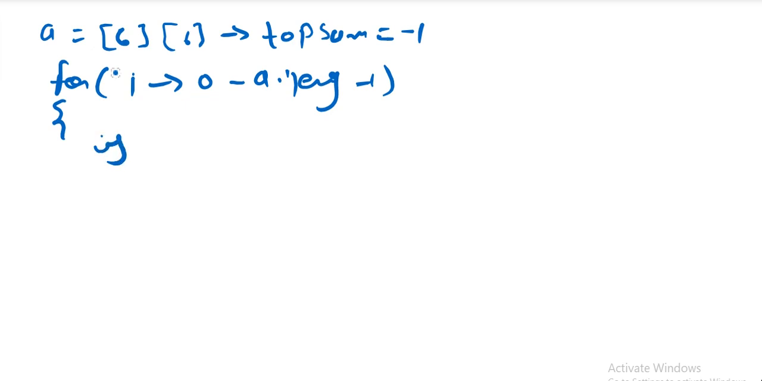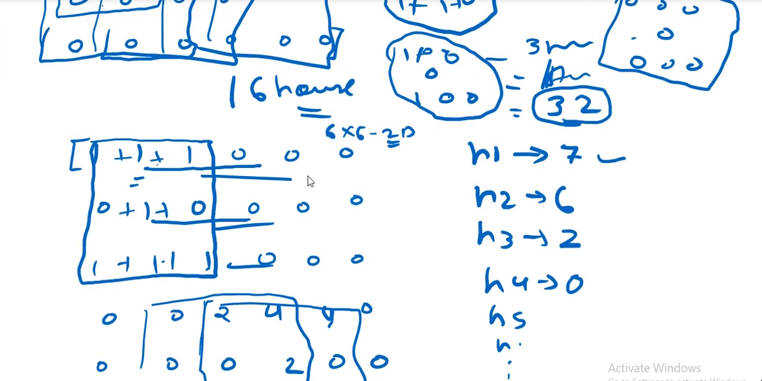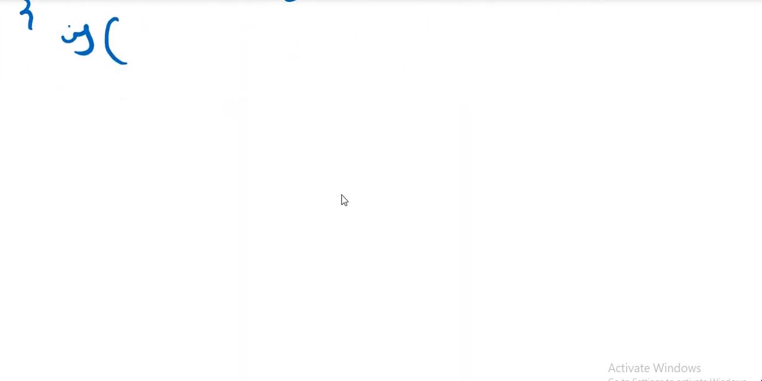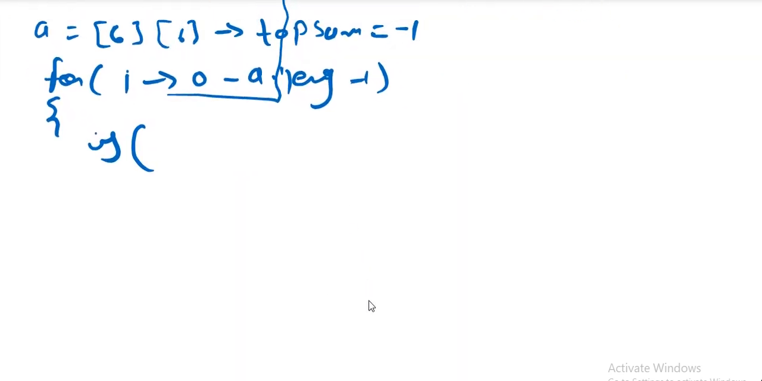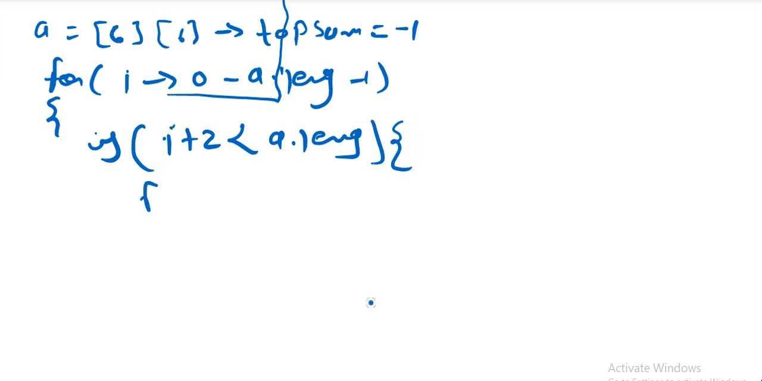And now here, what we need to write down, one condition that our array should not go beyond the maximum limit, right? So for this, I need to write down i plus 2 less than array dot length, then only go inside. And inside the if condition, I will write down j from 0 to 4, because there are 4 glasses in each row, so every time it will go till the value of 4 only.